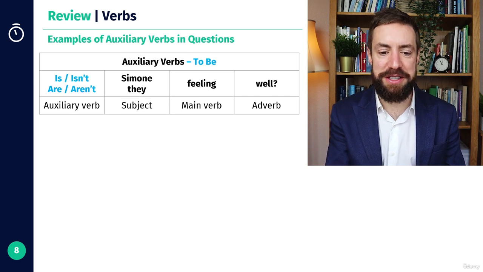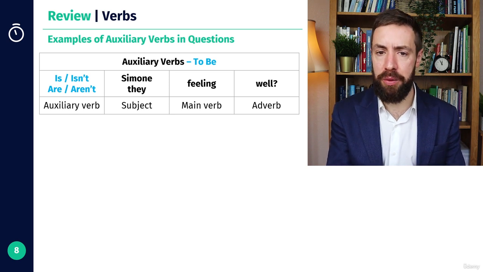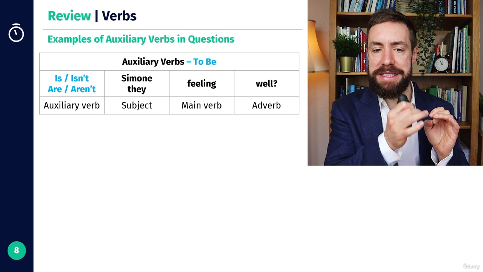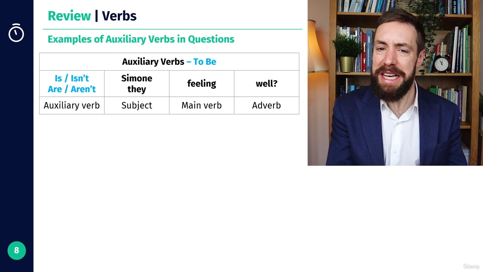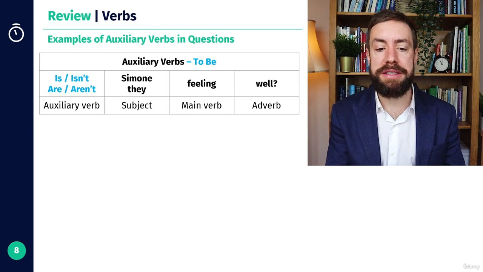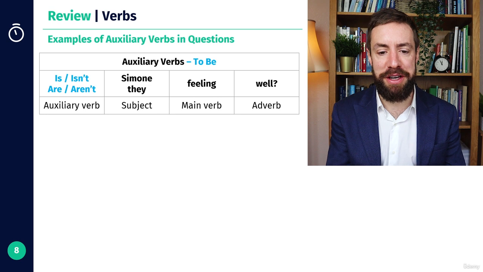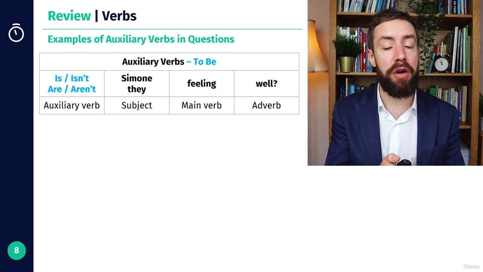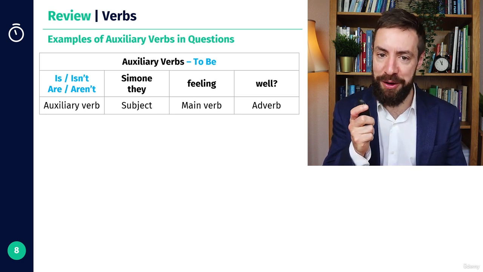So you can see the first one, is Simone feeling well? So the is going there at the start, or isn't Simone feeling well? And are or aren't they feeling well? Okay, so this time the auxiliary verb is at the start. It's before the subject, and that's how we make a question.